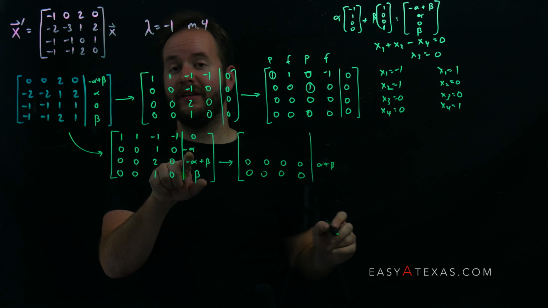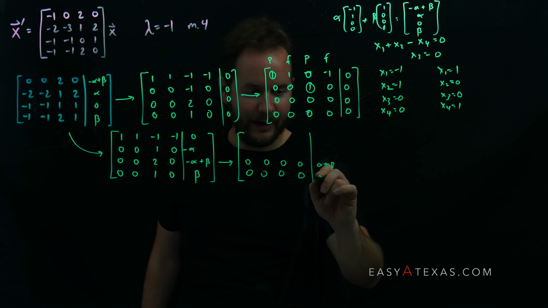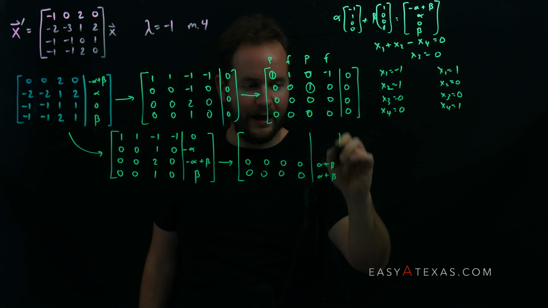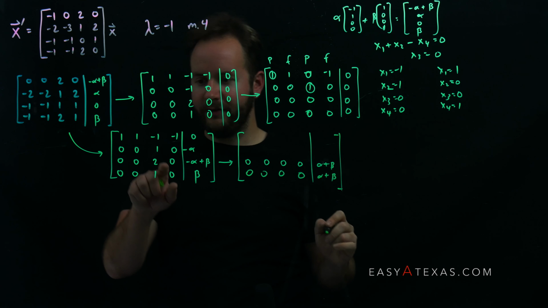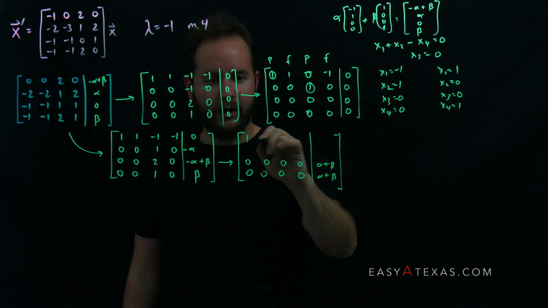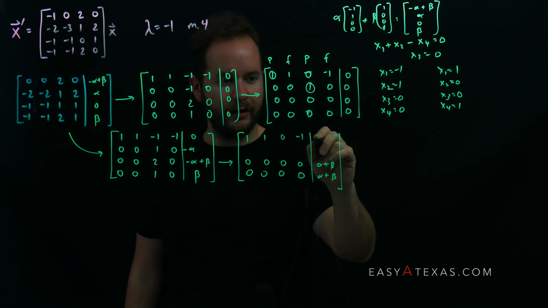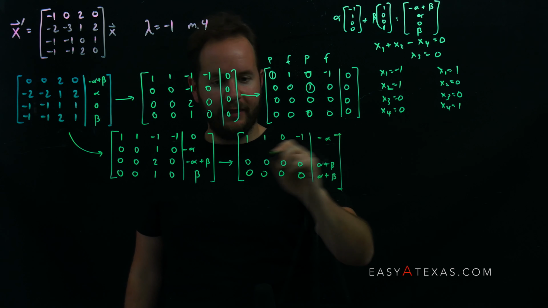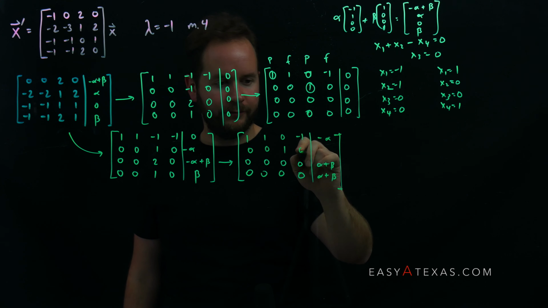But then I have -1 times negative alpha is alpha, added to beta gives me alpha plus beta. And lastly, I'm going to add this row, this 0, 0, 1, to the top row, giving me 1, 1, 0, -1, negative alpha. And this middle row, or the second row, doesn't change.